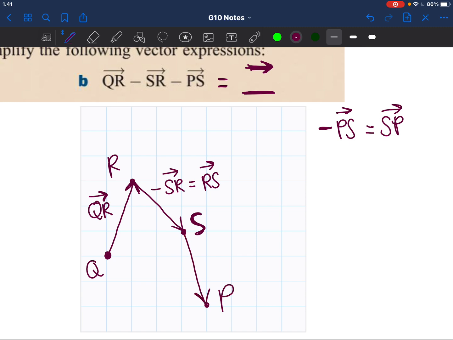So what's the result of all of these? We're adding all of these vectors. So your answer should be QP.